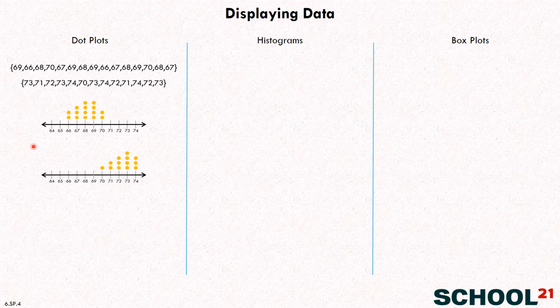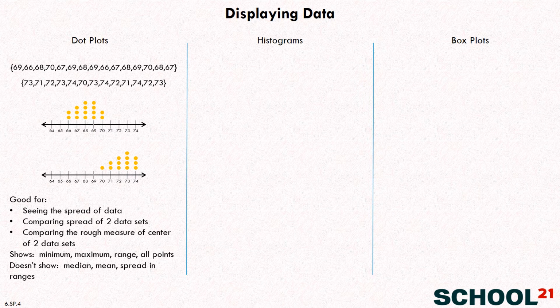And you can see already that the data for the first data set are kind of clustered around here, whereas the second data set is kind of clustered around here. So just by putting one dot for each data point onto a number line like this and creating a dot plot, we can start to see things about the first data set and the second data set. These dot plots are really good for seeing how spread out data are.